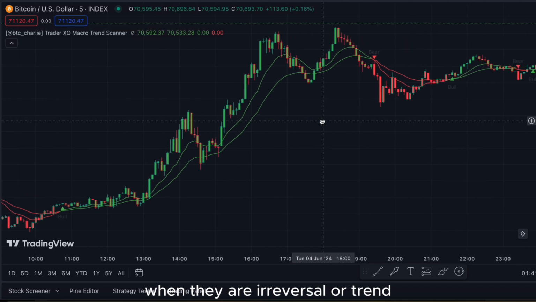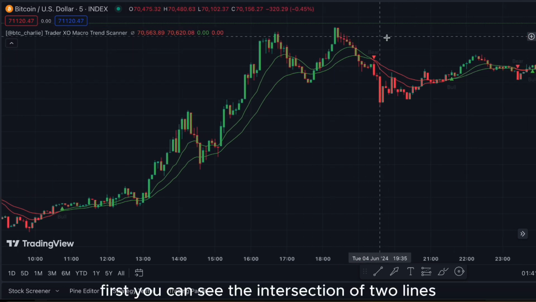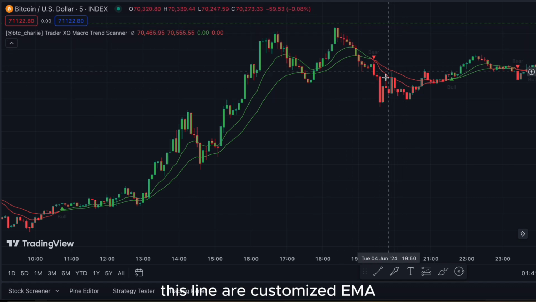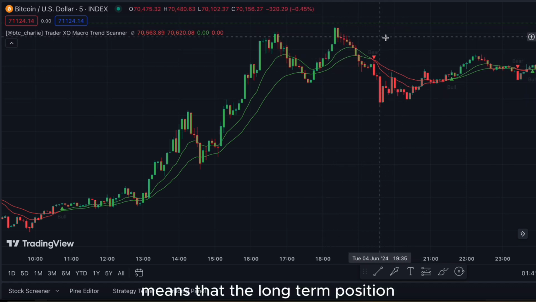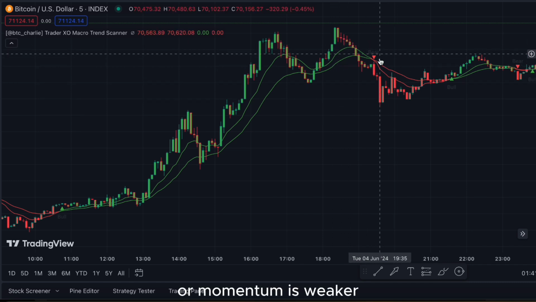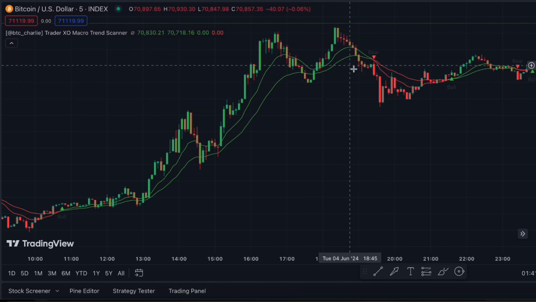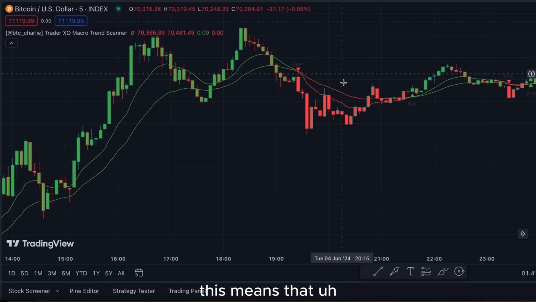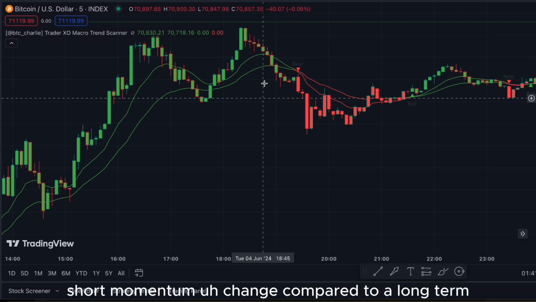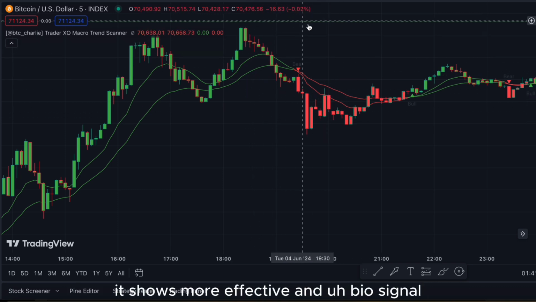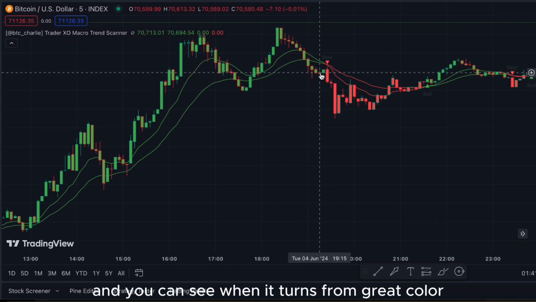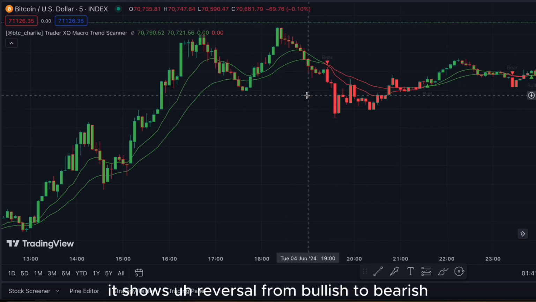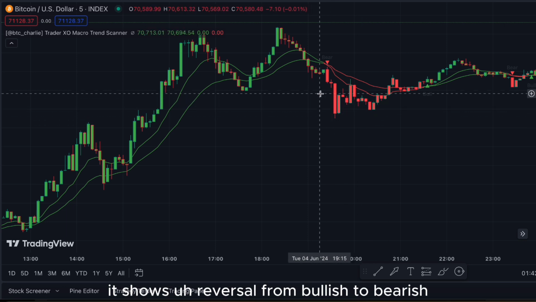When there is a reversal of trend, first you can see an intersection of two lines. These lines are customized EMAs. When the intersection is formed, it means that the long-term momentum is weaker compared to the short-term momentum. This means the short-term momentum has changed compared to the long term, which shows a more effective buy signal. And you can see when it turns red, it shows a reversal from bullish to bearish.